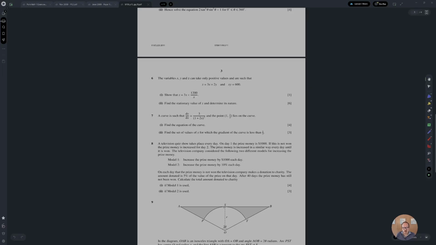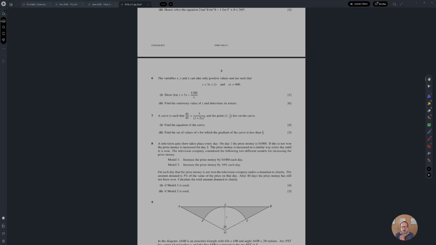So the first one is obviously an arithmetic progression. The second one is a geometric progression. On each day that the prize money is not won, the television company makes a donation to charity. The amount donated is 5% of the value of the prize on that day. After 40 days, the prize money has still not been won. Calculate the total amount donated to charity. If Model 1 is used, that's question 1. And if Model 2 is used, that's question 2.